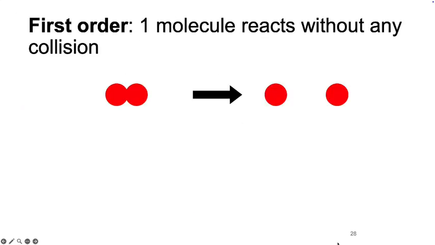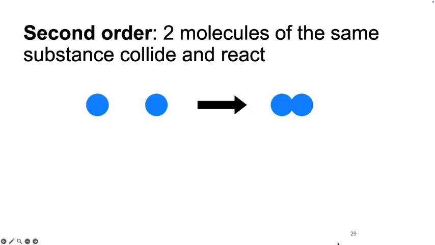That was these things. First order reaction, one molecule reacts without a collision. They pull apart. Second order reaction, two molecules of the same substance collide and react. I don't remember if it was this class or a different one. One of the things that's potentially misleading within this image is you think, oh, two things come together and they produce one. Not necessarily.